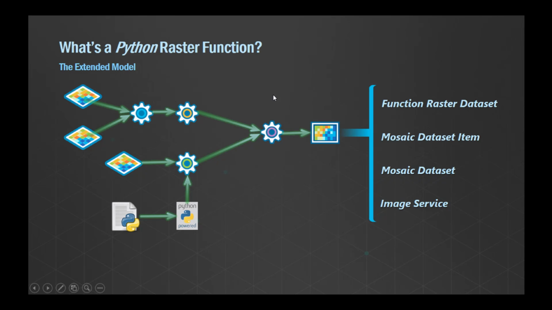So same idea. Here's a quick sketch of what a Python raster function looks like. If you look at this node here, this is a Python raster function. It's powered by the Python raster function, and it's backed by a Python script. So it's just the same idea, just backed by Python code. And again, you can put it in all the same places you can with a regular function.